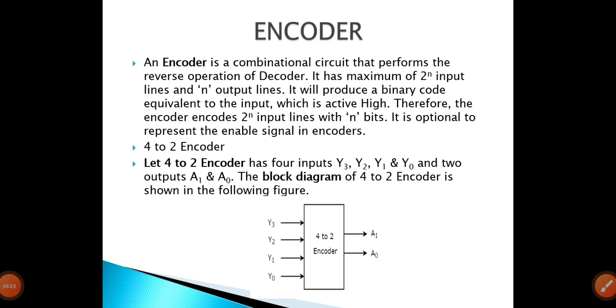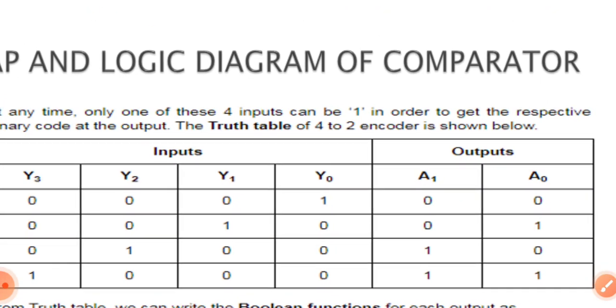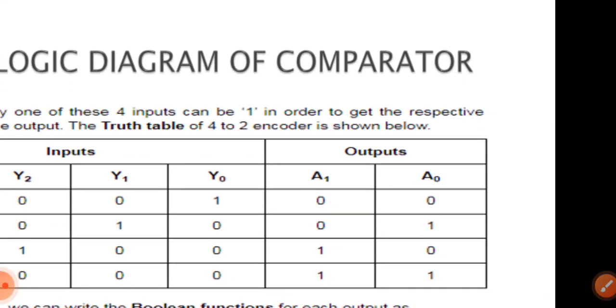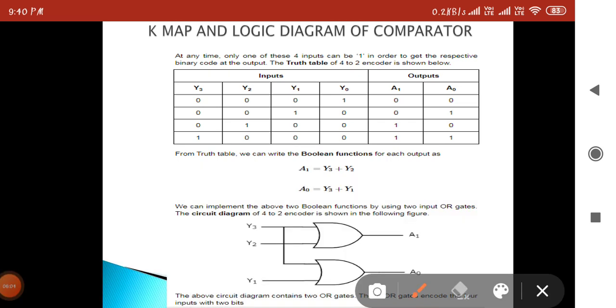Encoders have many applications. First we have to understand what an encoder means. It has 2 raised to n inputs, and n is the number of output bits. The enable signal can be used, but it is optional. In this block diagram, y0, y1, y2, y3 are the inputs, and a1 and a0 are the outputs. This is the truth table of the inputs and outputs, and I'm going to show how to draw it.